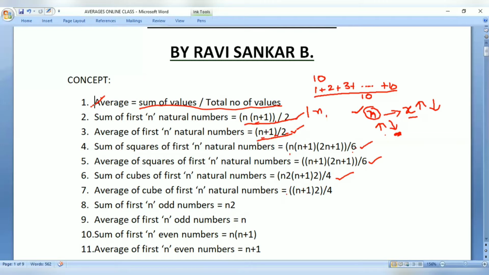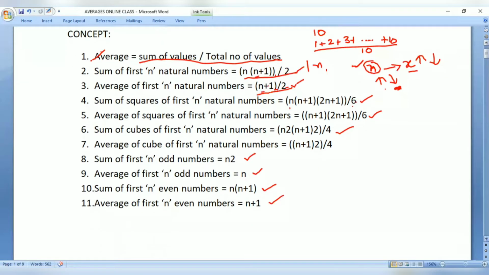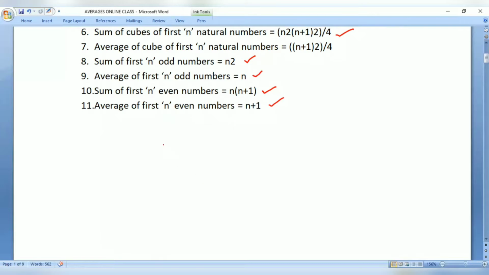The sum of first n odd numbers, directly you can say n square. If you are asked to calculate the sum of first three odd numbers, you can say 3 square, 9. Similarly, the average of first three odd numbers is again the same by n value. If you are asked to calculate the sum of first n even numbers, n into n plus 1. If you are asked to calculate the average, simply it is n plus 1. Now, before we proceed, let us understand a few concepts which will make our calculation easy.